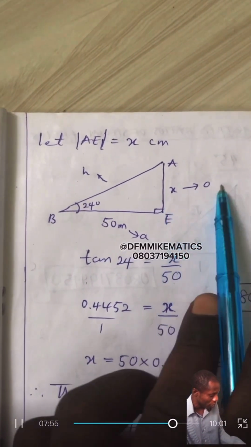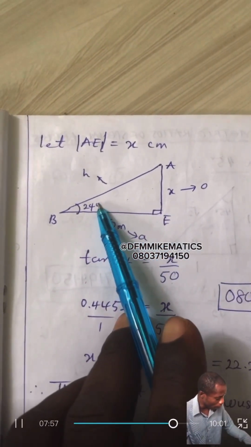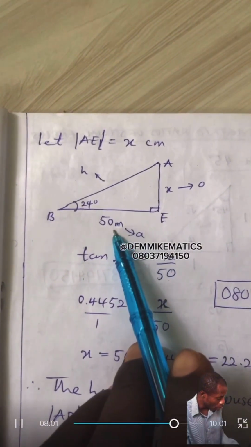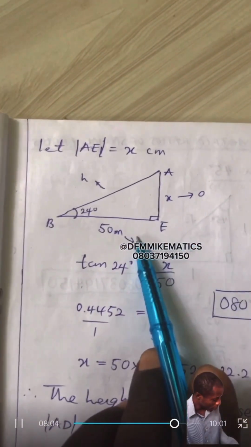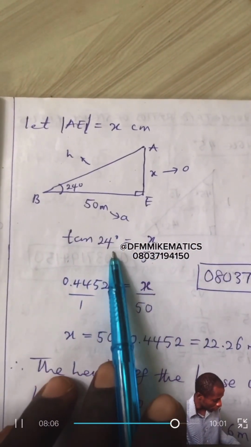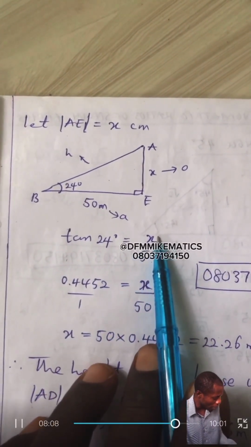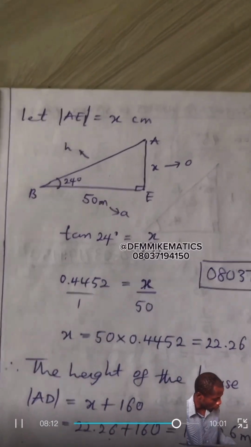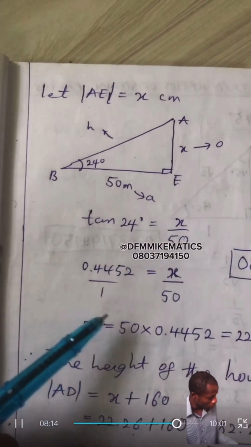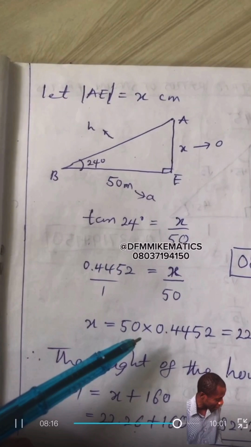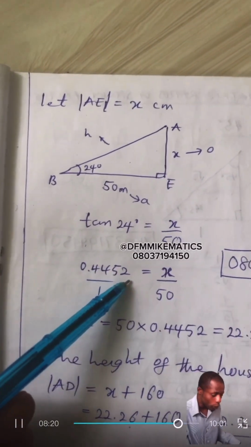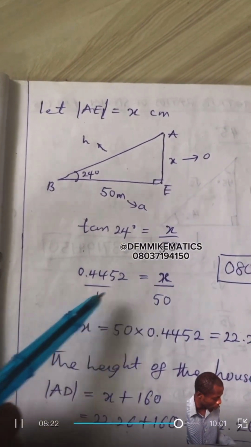Alright, which becomes what? The opposite. X is facing 24 degrees. And this one is the hypotenuse. It is facing the right angle. So this one becomes what? The adjacent. So OA is tan. So that will be tan 24 degrees is equal to opposite, which is x, over adjacent, which is 50. Tan 24 degrees, using a calculator or statistical table, is 0.4452. You can put one under it to make it a fraction. It's equal to what? X over 50.